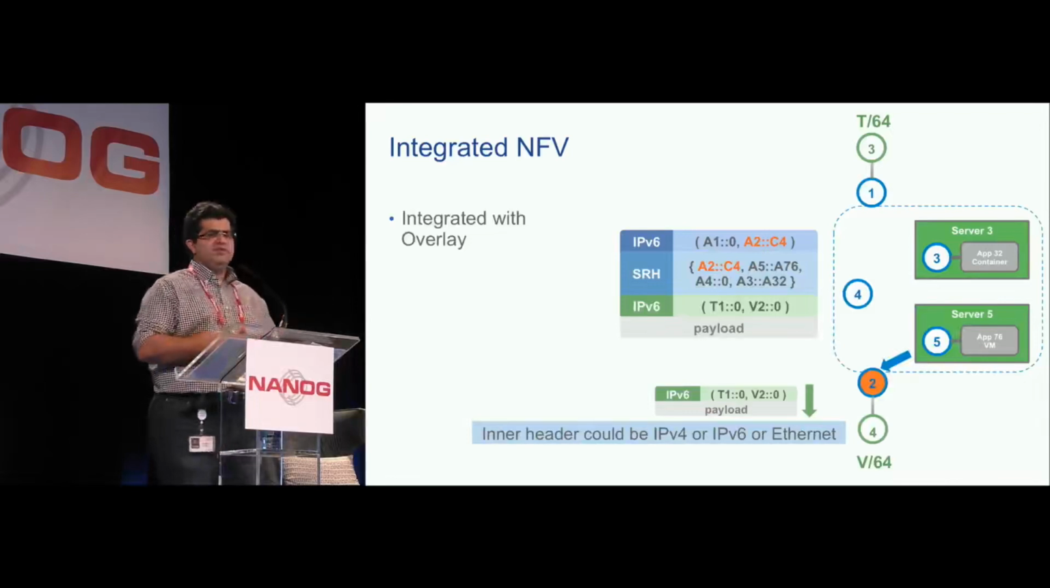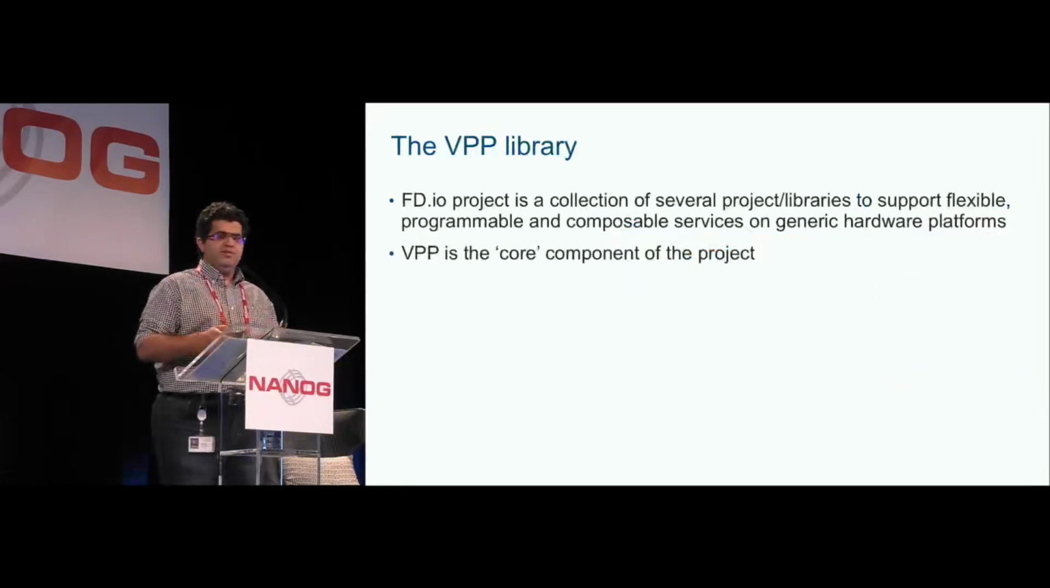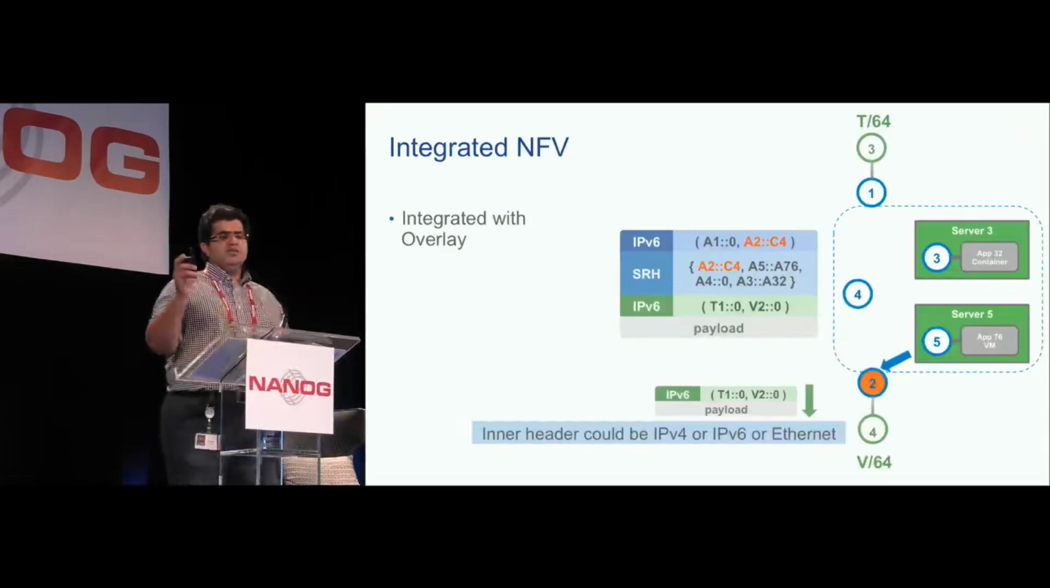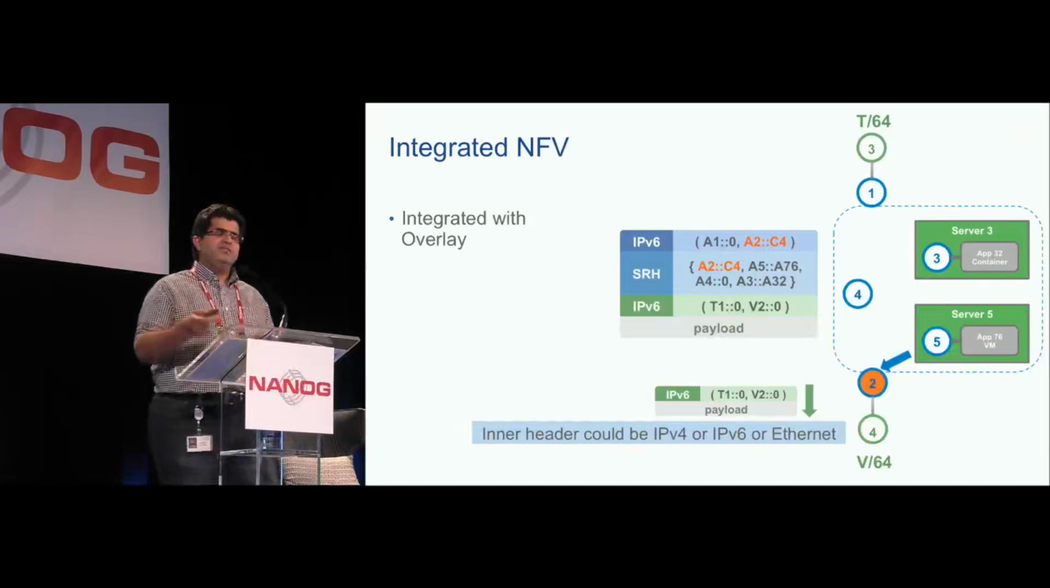The packet traverses from node 5 to node 2 with just normal IPv6 routing. Once it reaches node 2, we strip off, we call it a PSP behavior, the entire outer IPv6 and SRH header, and send the plain IPv6 packet to 2 to 4.